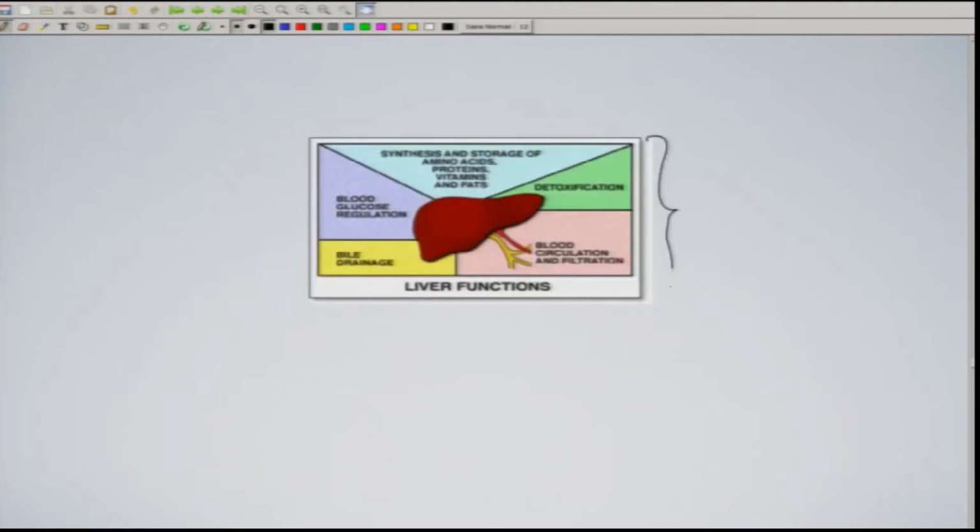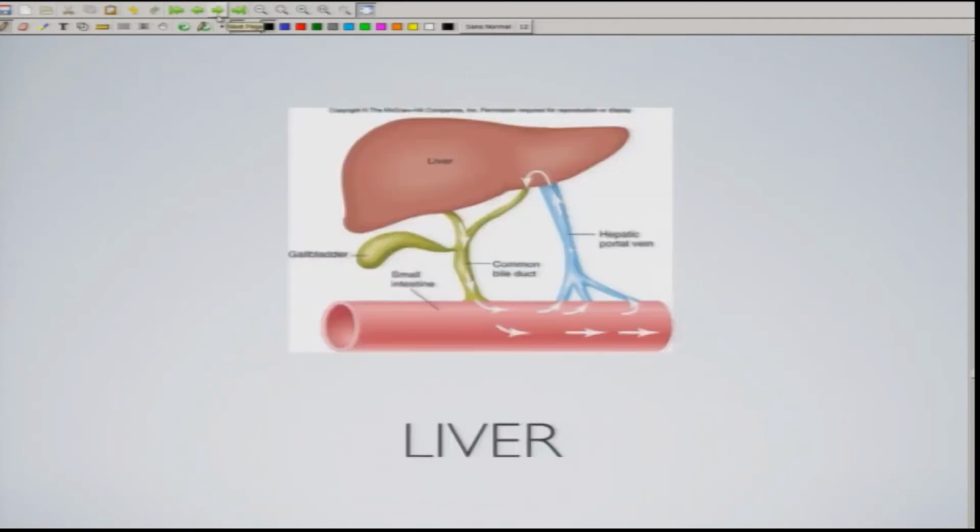Now coming to the liver function, as I told you, it is involved in detoxification, blood glucose regulation, bile drainage and synthesis, and storage of amino acids, proteins, vitamins and fats. This is called the hepatic portal vein. This is where the liver is cross-talking with the blood vessels.